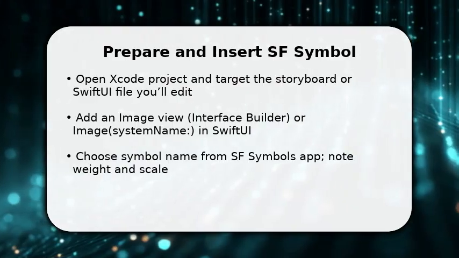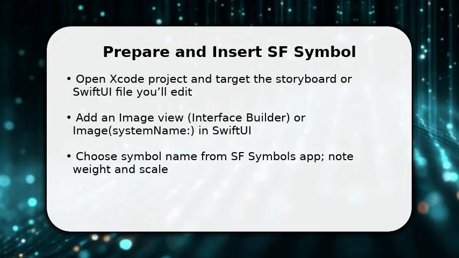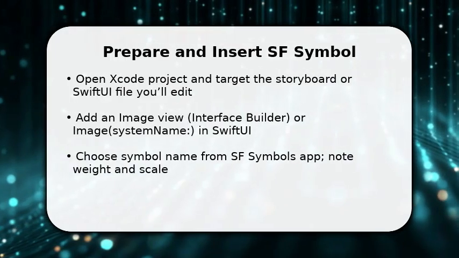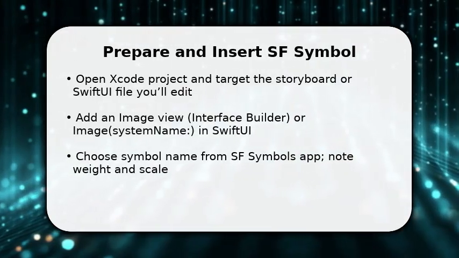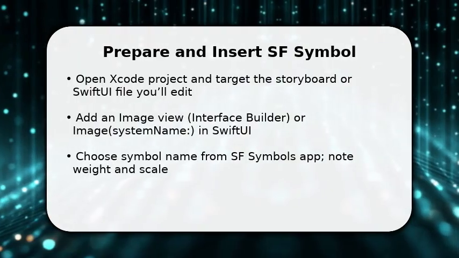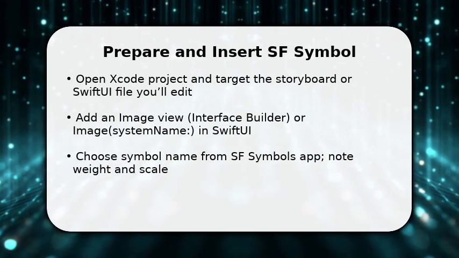Once done, open the SF Symbols app and find the exact symbol, checking its weight and scale so you match the style. Make sure to copy the symbol name precisely. Small differences break the lookup. Also verify your deployment target supports the SF Symbols version you picked, so the asset renders correctly.